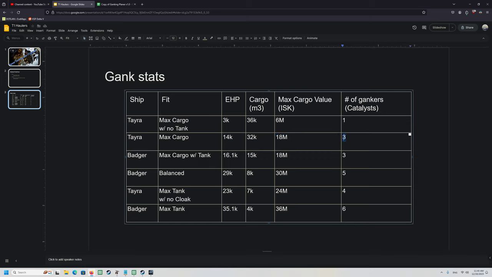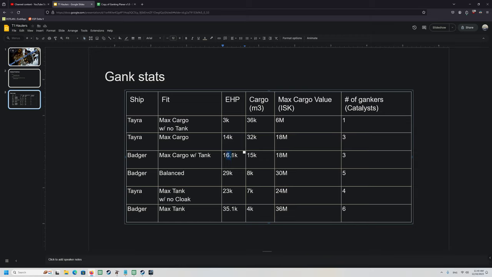If you're actually scouting yourself out, then it's more obvious if there are 3 gankers on the gate. Now, if you just see one person on the gate, that can be difficult to catch if you're scouting out. But 3 gankers on the gate is very obvious to anyone who's scouting. Now you can see the Badger comes in here with max cargo, fit for max cargo with tank.